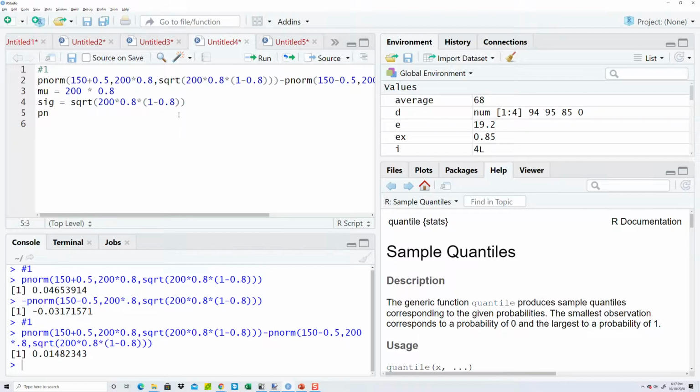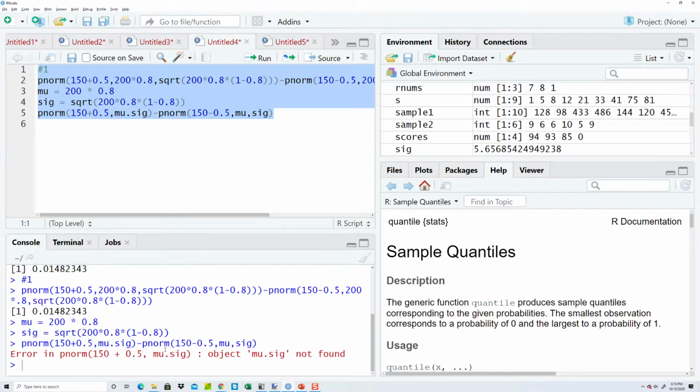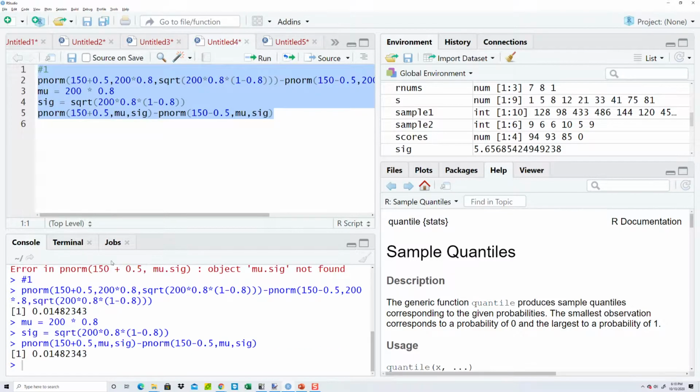Now when I do p norm, I'll have my 150 plus 0.5 comma mu comma sigma minus p norm, 150 minus 0.5 mu comma sigma. And if I run that, error, object mu.sigma. Oh, comma. There we go. They should give us the same value, which they do. So you can do that either way.